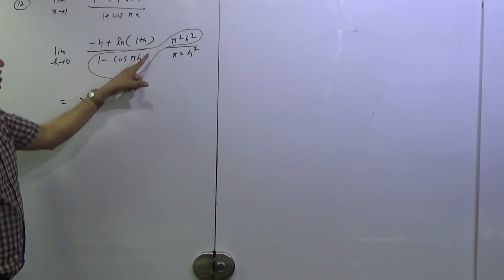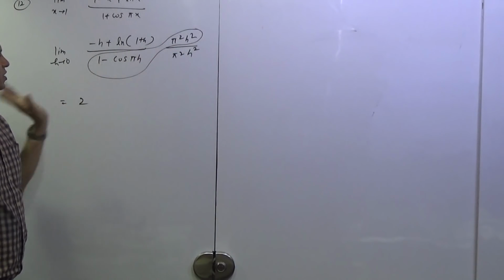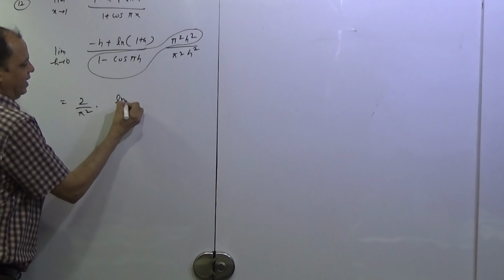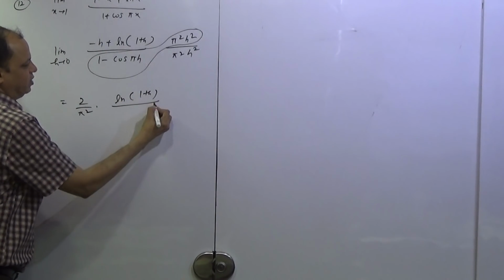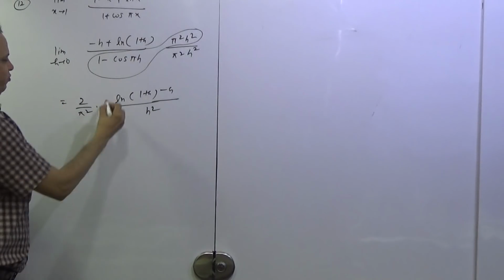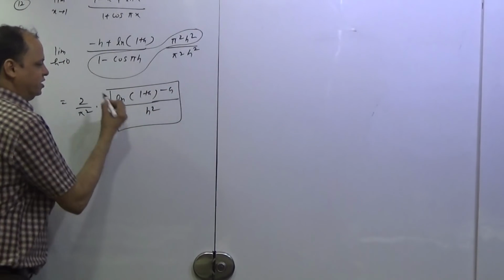1 minus cos(pi h) divided by pi square h square, that is 2 only, right? 2 divided by pi square. And the left part is ln(1 plus h) minus h divided by h square. Yes, sir. We have several methods for this.